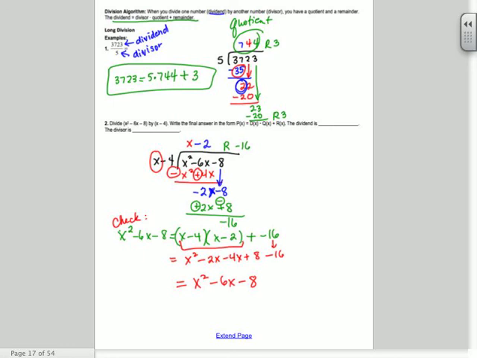Okay, so the dividend is, for your blanks, x squared minus 6x minus 8. The divisor was x minus 4. Your quotient was x minus 2, and your remainder was negative 16. Okay, I know these are weird when you first see them, so we're going to do lots of them.